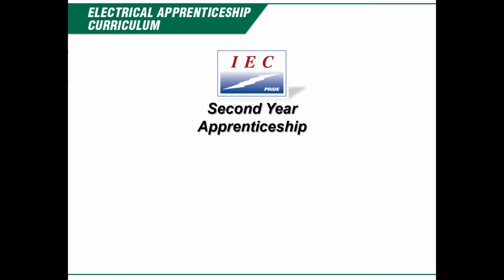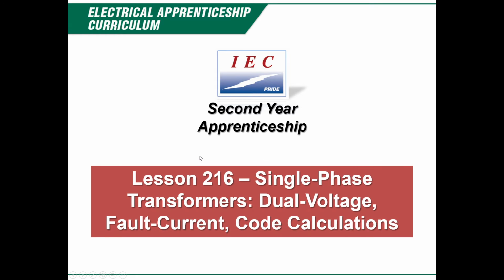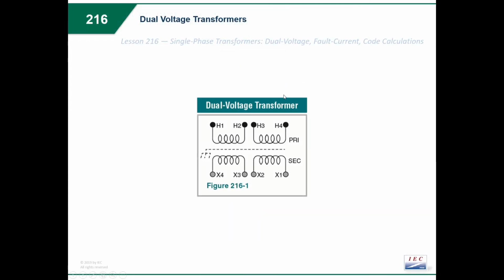All right, lesson 216, single phase transformers, dual voltage, fault current code calculation. We're going to focus on some more transformer calculations. We talked about dual voltage secondary. This time I want to get into dual voltage primary and secondary. I don't think there's really a whole lot of new concepts. We sort of cement some old concepts from the previous lesson in here.